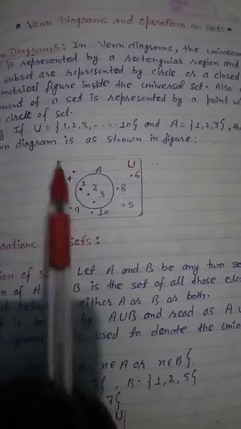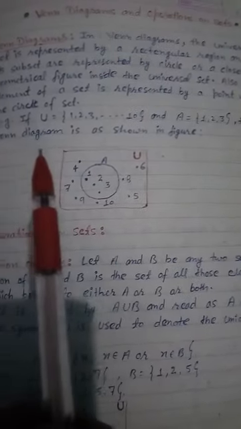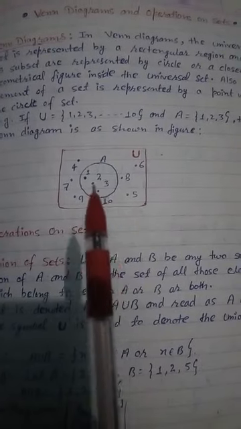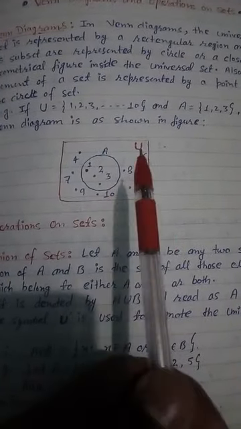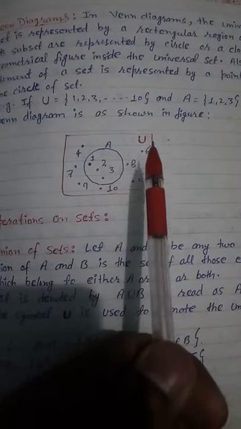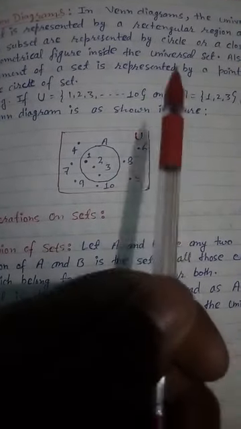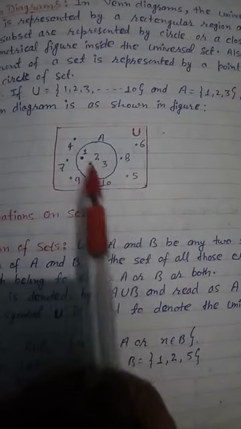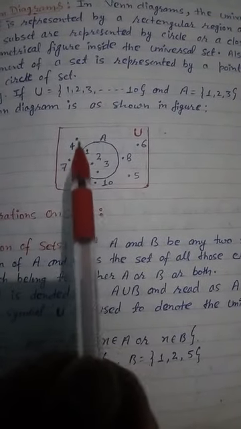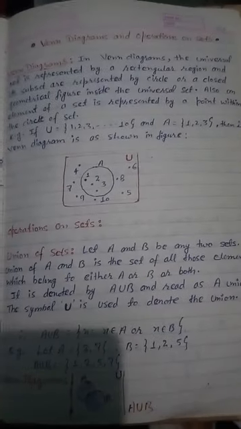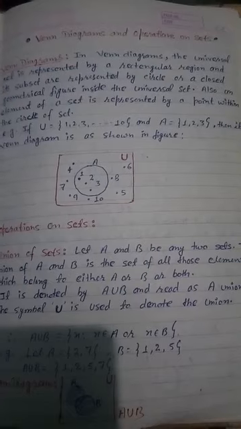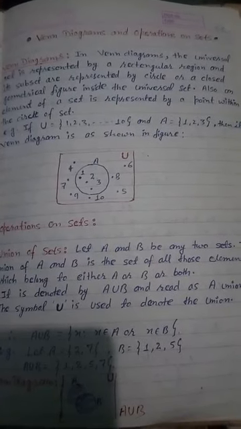That is, if we have U equals 1, 2, 3 up to 10 and A equals 1, 2, 3, then its Venn diagram is as shown in the figure. You can see we can represent the universal set, that is U, in a rectangular region and its subset, that is A, in a circular region, while the elements are represented by points. That is known as a Venn diagram. It is a Venn diagram of universal set U with a subset A.